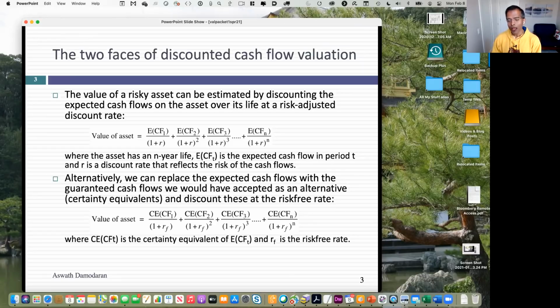But there's another way you can do discounted cash flow valuation that's completely consistent as well. Instead of using expected cash flows, you use what are called certainty equivalent cash flows. Have you seen this show with, what's his name? Let's Make a Deal, where they have suitcases and you make a deal as to whether you want to take what's in the suitcase or bet on 3 other suitcases?